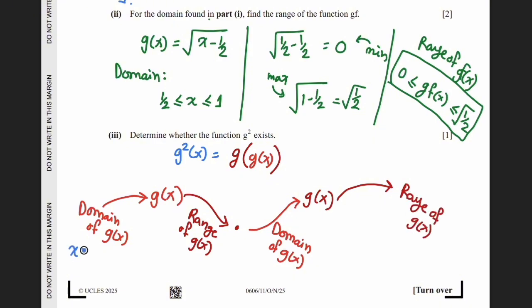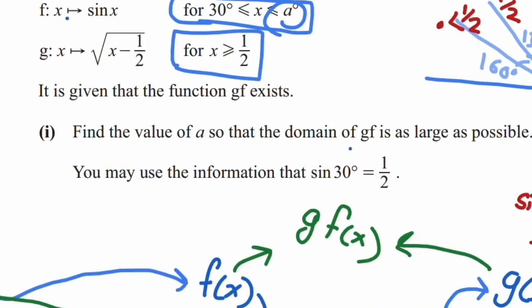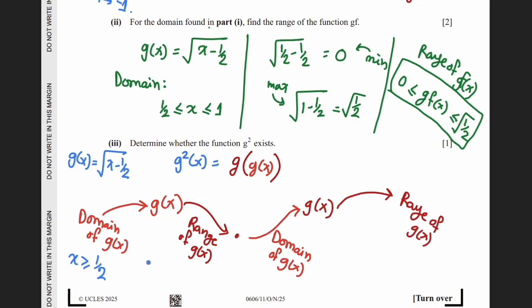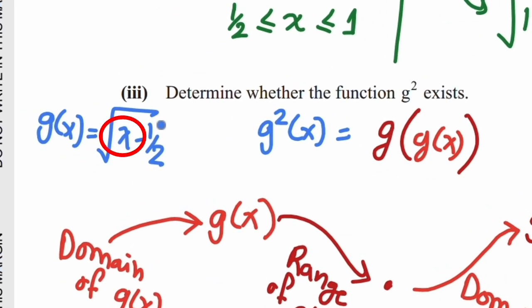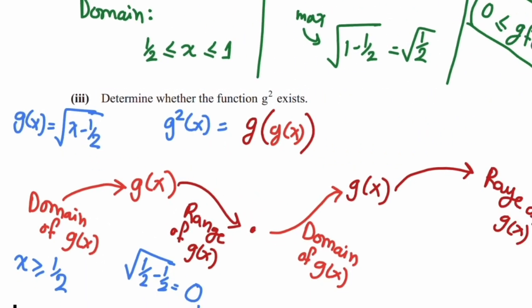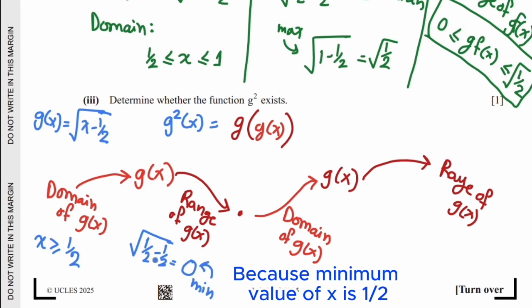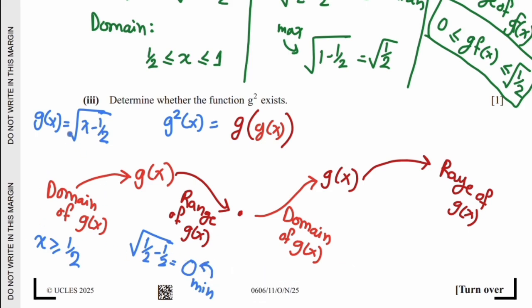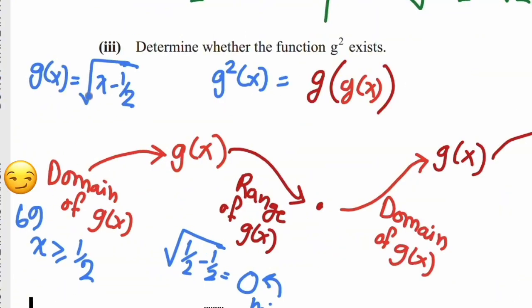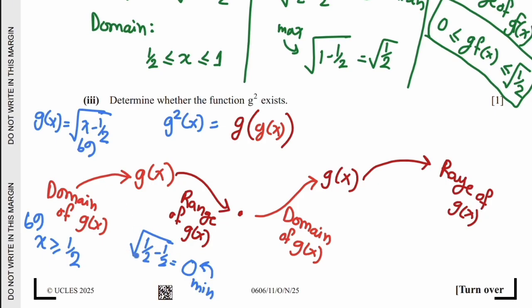Our domain of g of x is x is greater than or equal to half from here. Now let's find the range of g of x. The minimum point is going to be half minus half, which is 0. We just substitute half for x in this equation to get the minimum value. This is the minimum value, by the way. The maximum can be anything. Like, seriously, the maximum can be anything. If this is a big number like 69, it will be 69 minus half, and that is just going to be a lot greater than 0.